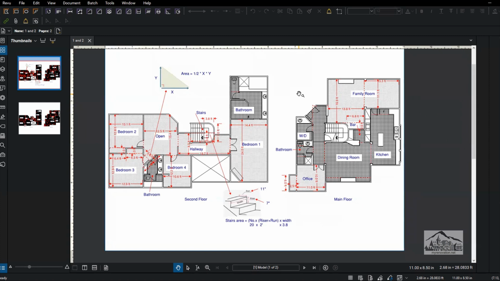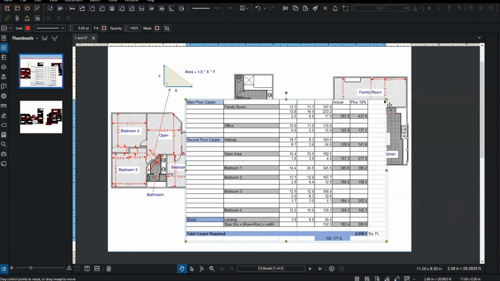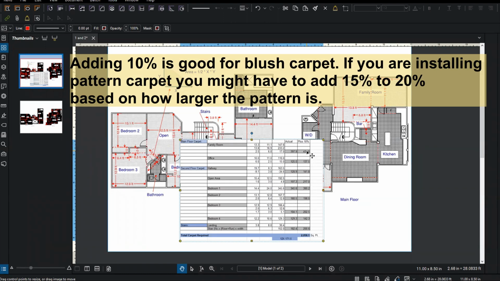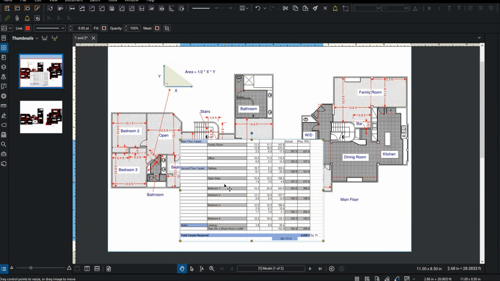So let's figure out how many square feet we need for the carpet. We're going to put all of this information in a spreadsheet. This is a spreadsheet that we created. Calculate the actual square foot, and then take the actual square foot and multiply it by 1.1, or another way, just add 10%. So for example, this family room area, the actual square footage as we calculated here would be 397.9. Multiply that by 1.1 and it will give you 437.6. Do the same thing for each area.